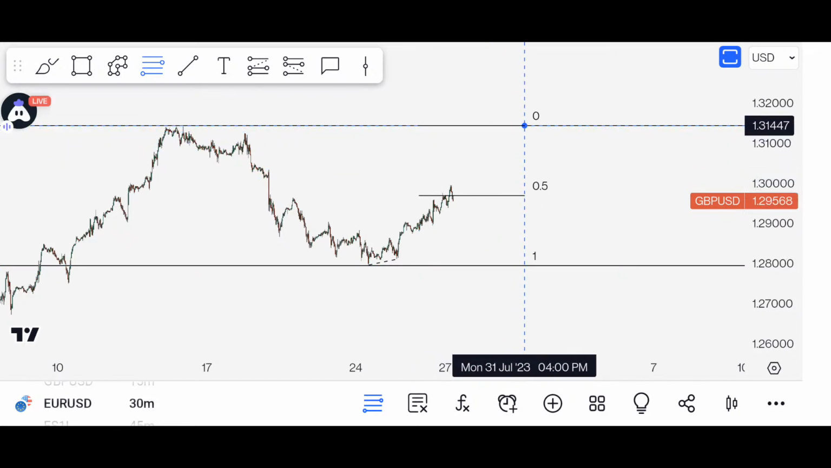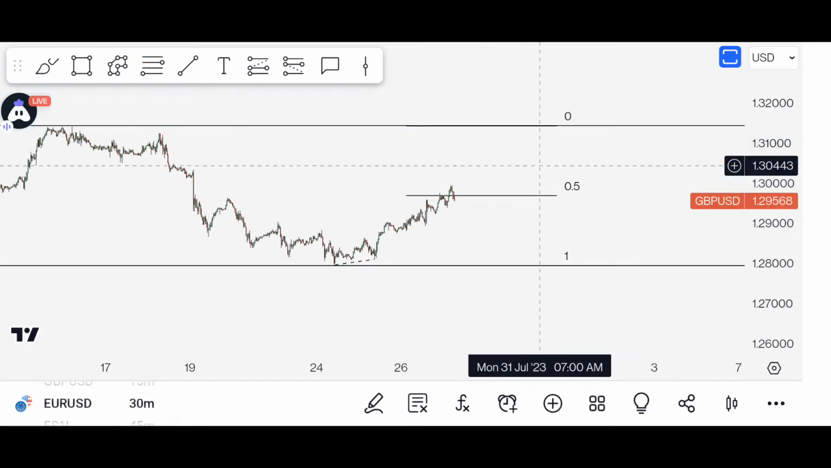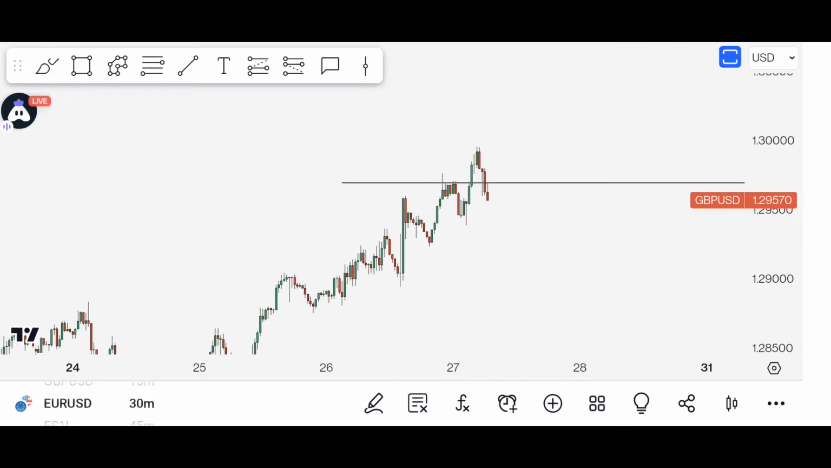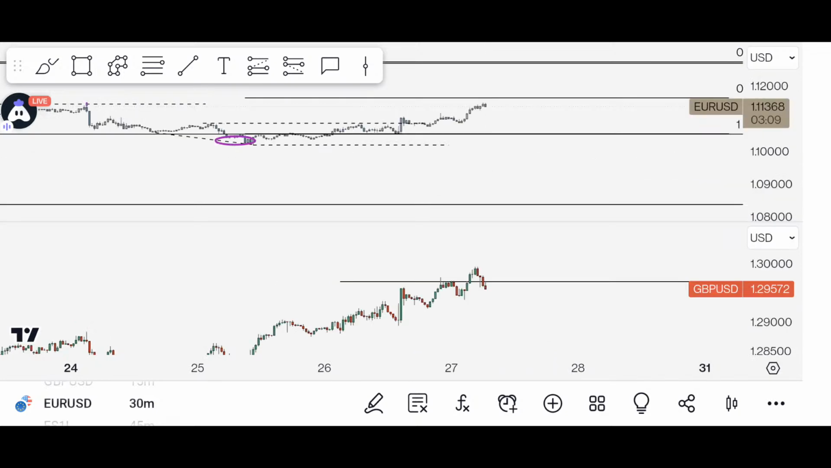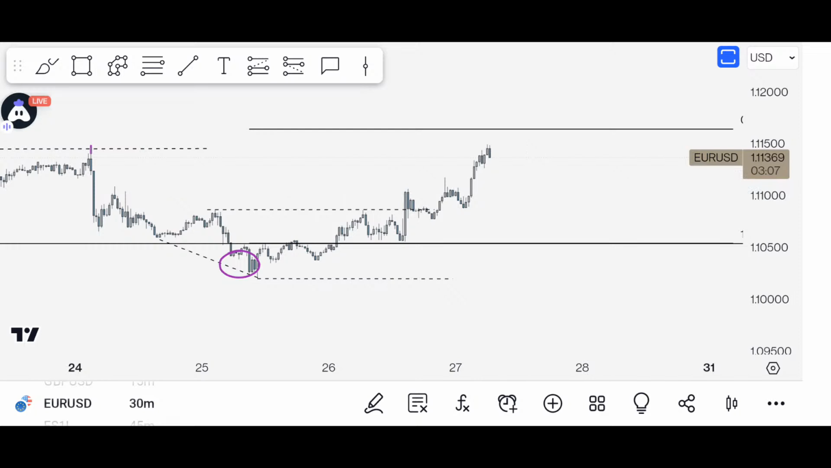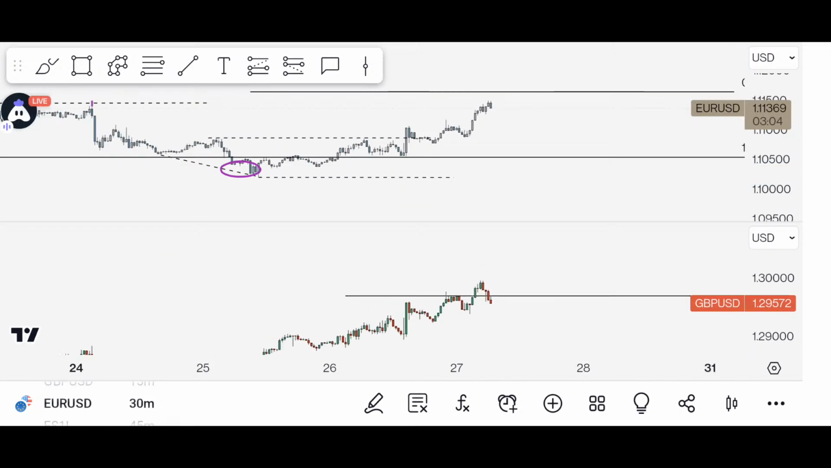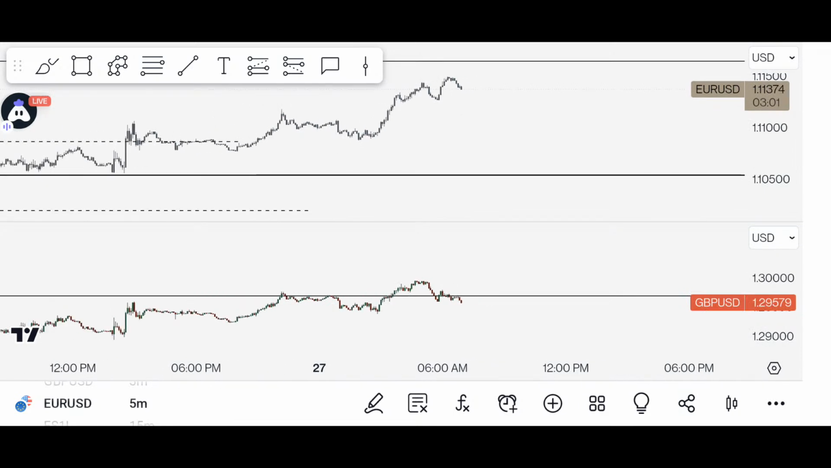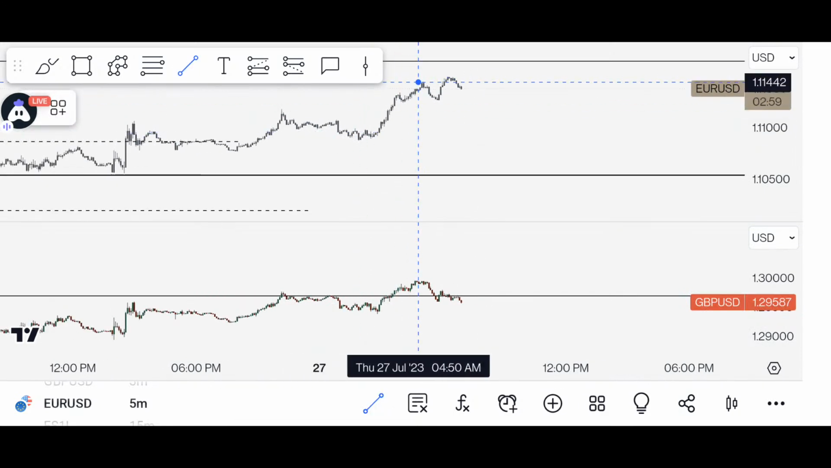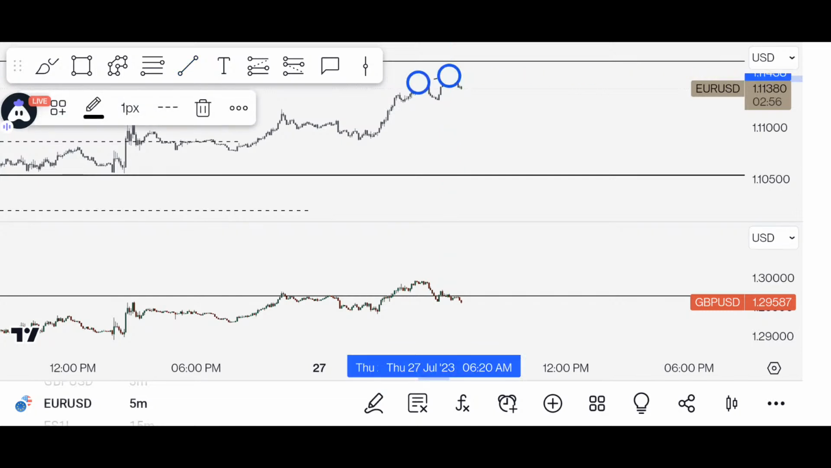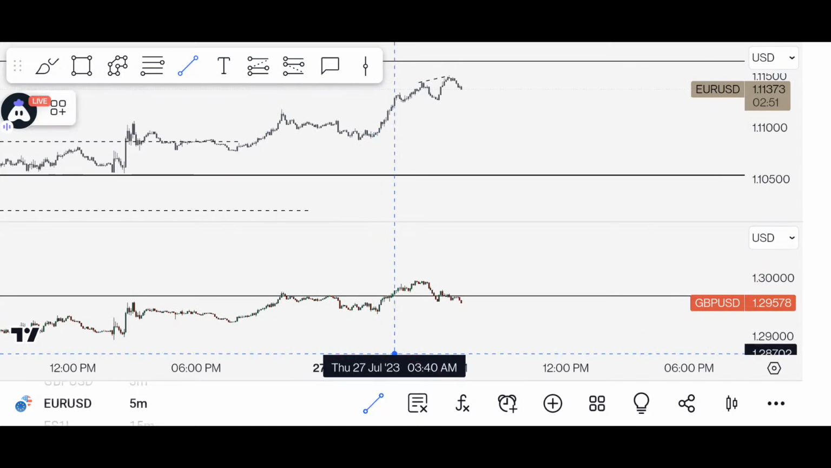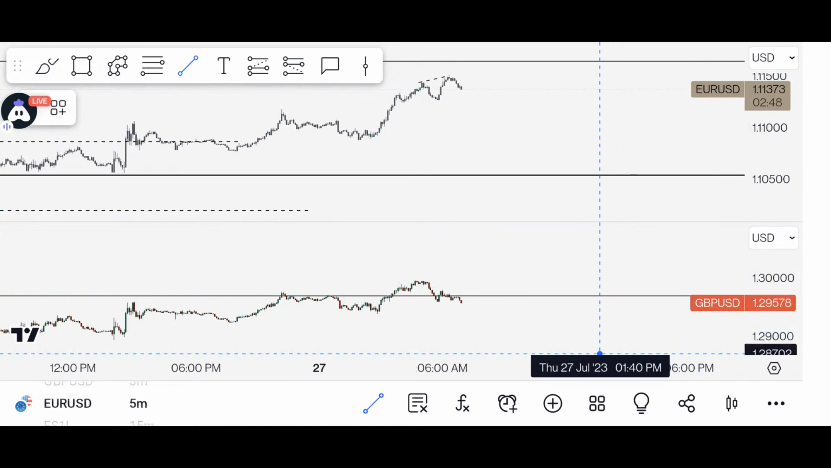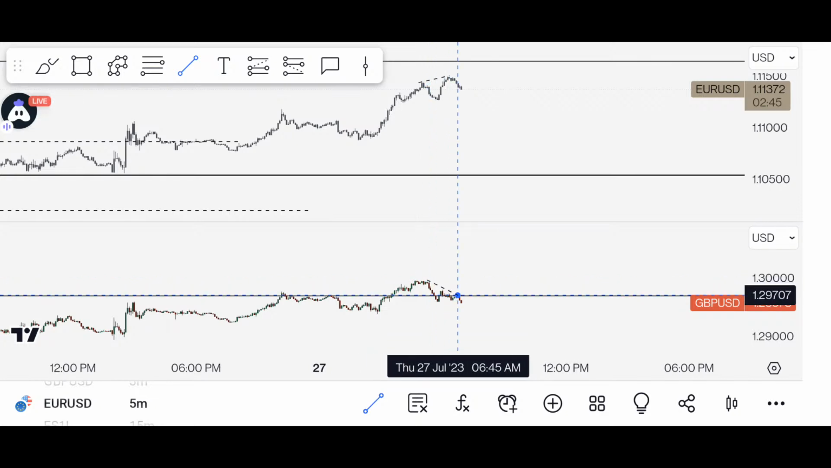You can see that within this is the discount and that's the premium. You can see that GBP went up into this premium, and in euro you can see it didn't. Now if you have this SMT divergence, we will see if there was any divergence. Yeah, you can see that there was also a divergence, and also the price of the GBP went up into the premium.